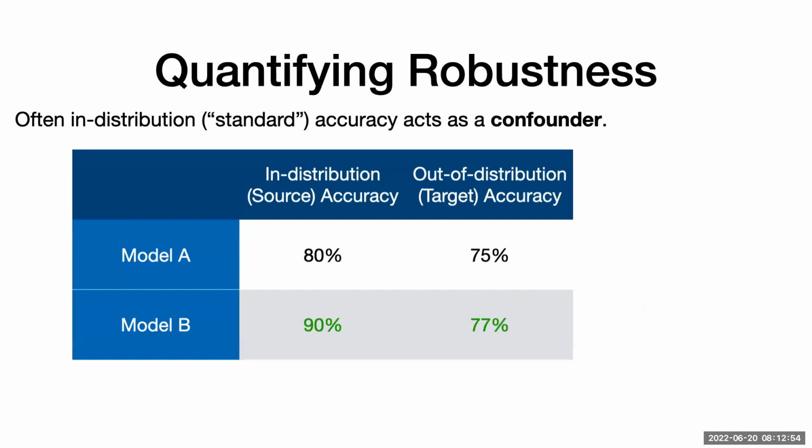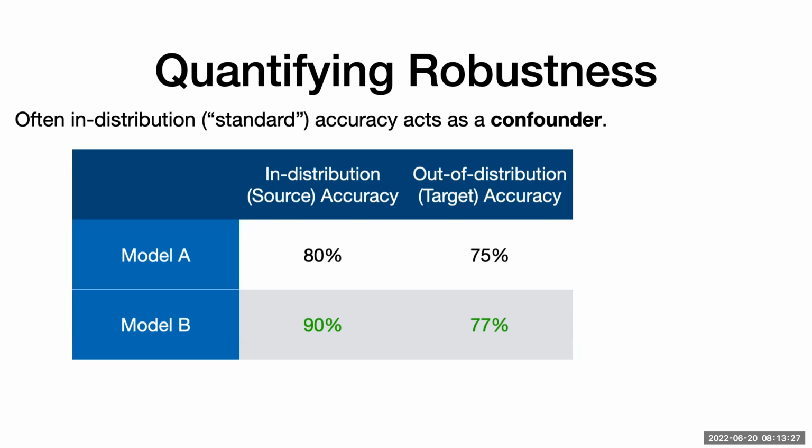And it's important to think about this in detail because in-distribution accuracy is going to act as a confounder in our experiments. To illustrate this with a small example here, let's say we have 2 models, model A and model B. In the in-distribution test set, model A gets 80%, model B gets 90%. Model B already has a higher in-distribution accuracy. And now if we go to an out-of-distribution test set, let's say model A sees a drop from 80 to 75, and model B sees a drop from 90 to 77. Okay, so which of the 2 models is more robust?